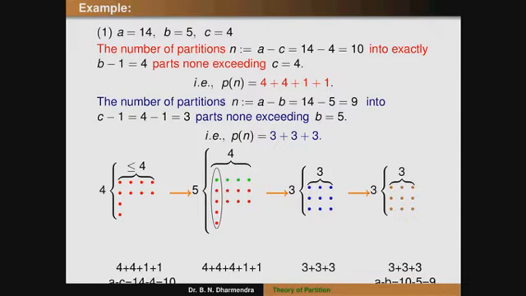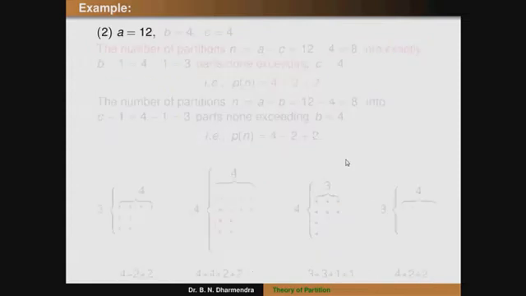The number of partitions of n into c minus 1 parts, that is 3 parts, none exceeding 5. So each column, you can observe, is none exceeding 5. So this is the one example. You can take the next one.